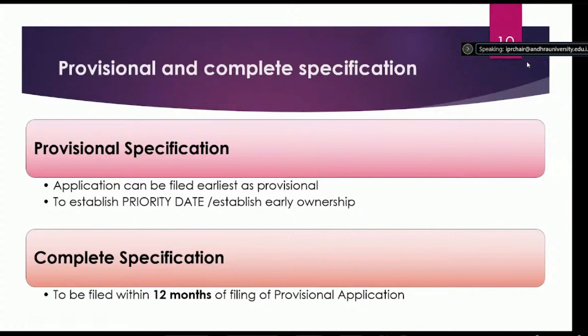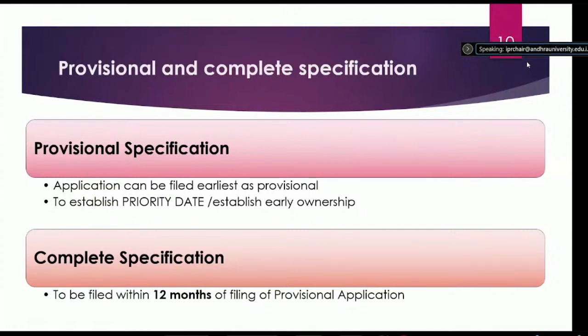Now I have 12 months of window time, so I can put all my data and file my complete specification. And my poor friend, who is a really good guy, me being the bad one here, didn't know about the provisional specification. He filed the complete specification at the beginning. However, his novelty is lost because I have already filed it.